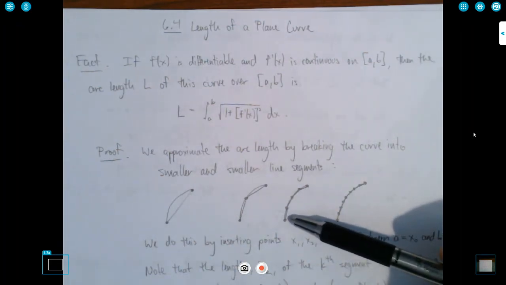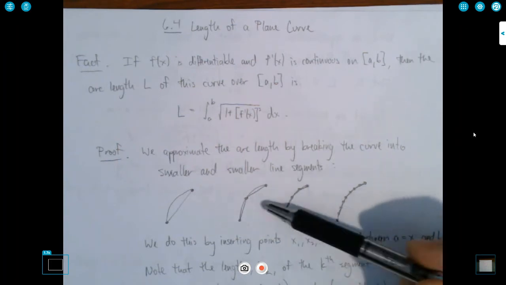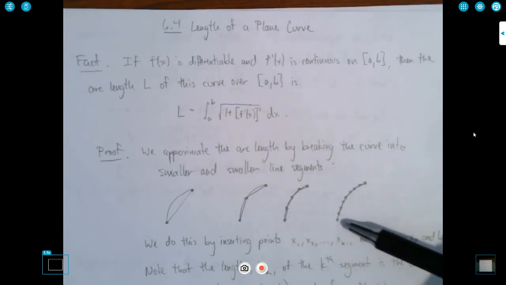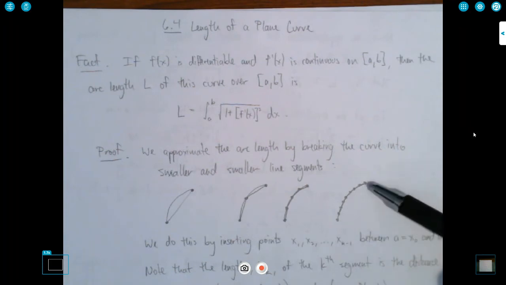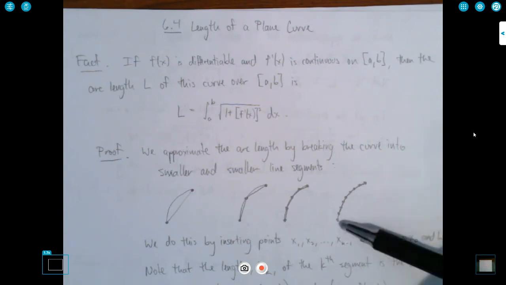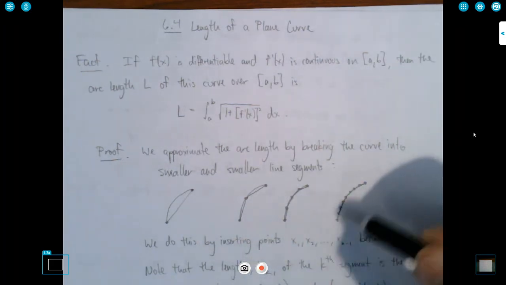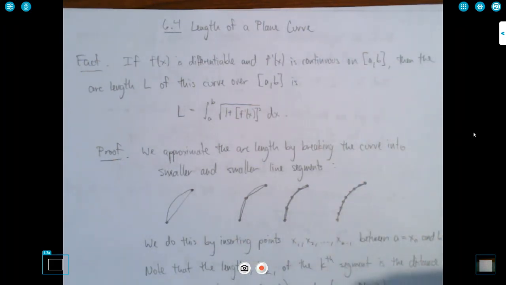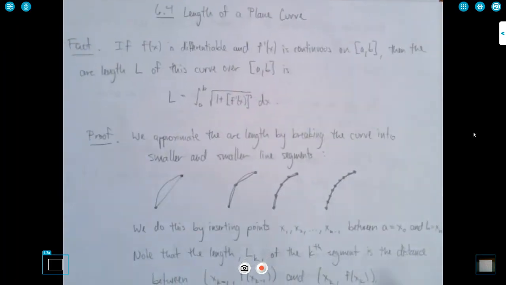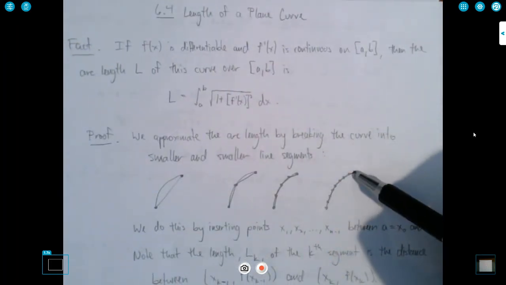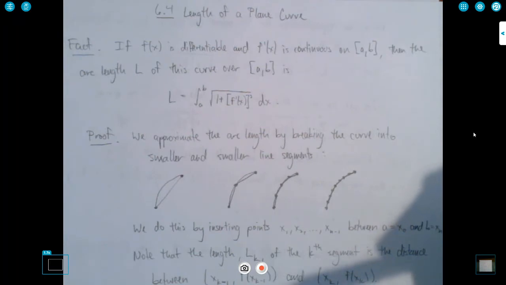And if you use 1, 2, 3, 4, 5 points instead of just 3, then you get an even better approximation. And if you use a whole bunch of points, then you get an even better approximation. So the more line segments we break this down into, the better our approximation is going to be. And based on your knowledge of calculus, you can probably see where that's heading, right? If we broke this down into an infinite number of line segments, then we don't get an approximation anymore. We get the exact value of the arc length.